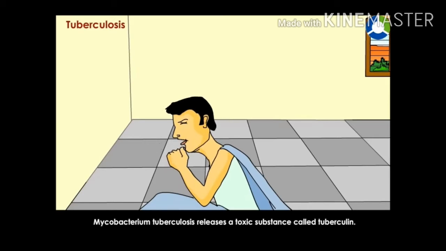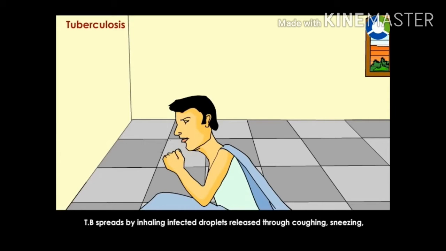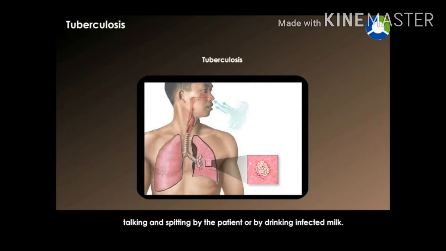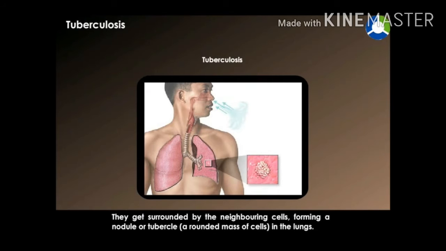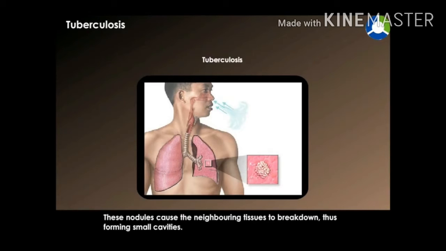Mycobacterium tuberculosis releases a toxic substance called tuberculin. TB spreads by inhaling infected droplets released through coughing, sneezing, talking and spitting by the patient, or by drinking infected milk. The bacteria grow in the infected person's lung cells. They get surrounded by the neighboring cells, forming a nodule or a tubercle, a rounded mass of cells in the lungs. These nodules cause the neighboring tissues to break down, thus forming small cavities.